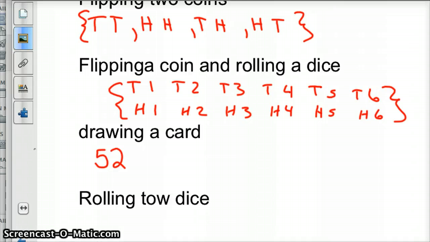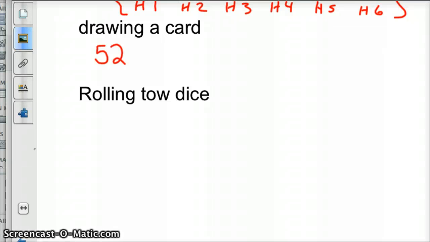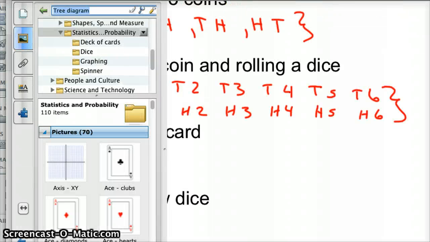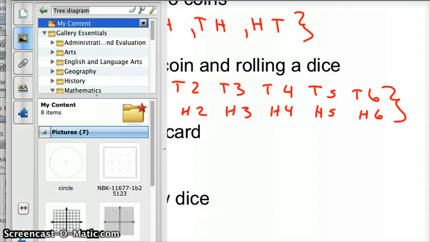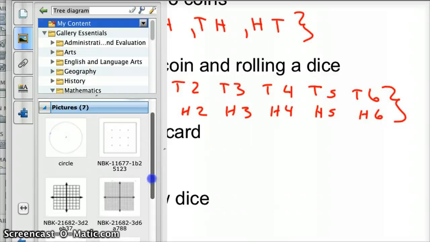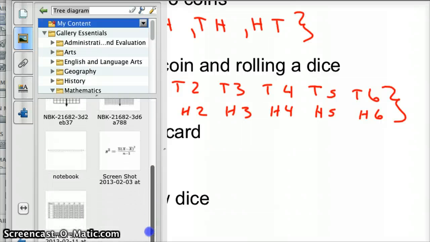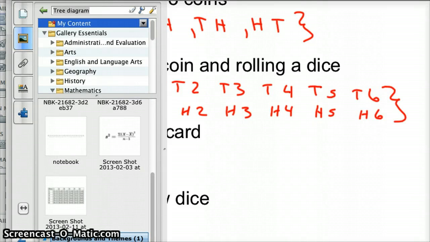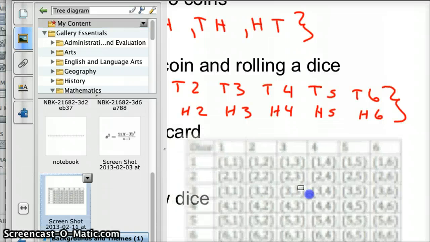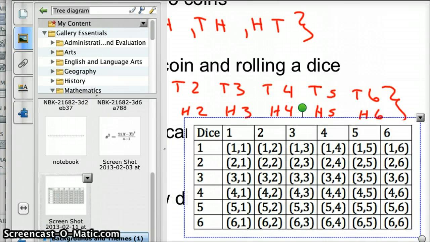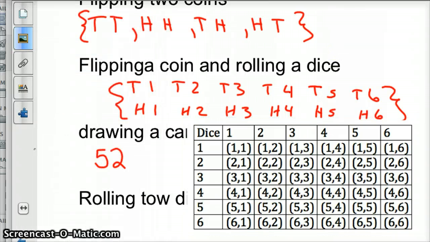And you could also have a situation where you roll two dice. Well, the sample space for rolling two dice, let's see if I can just find it quickly here. I need it in my contents. There it is. I'll drag it out here. And so there is the sample space for rolling two dice.